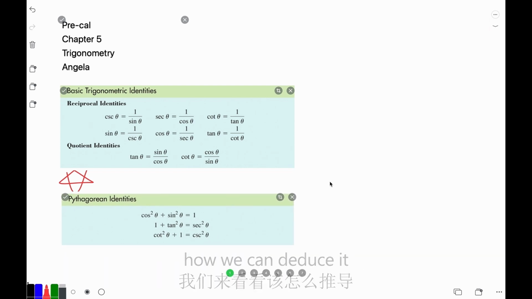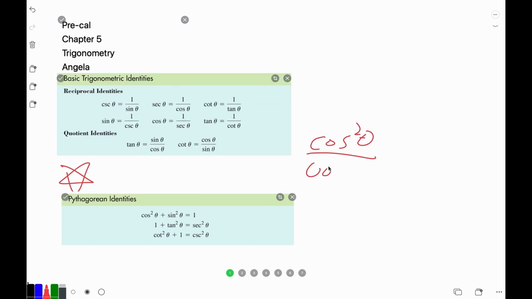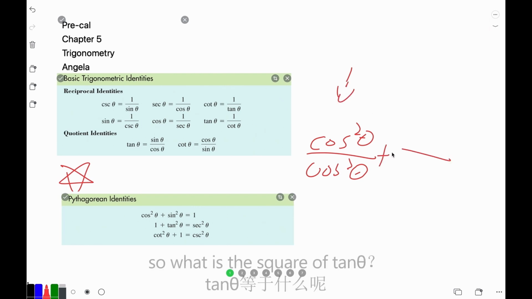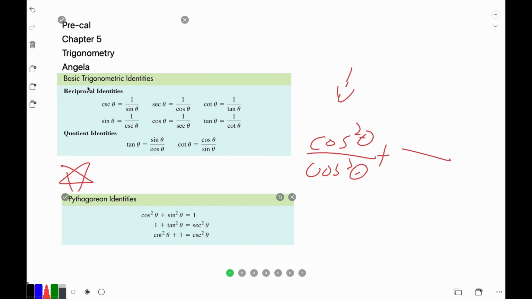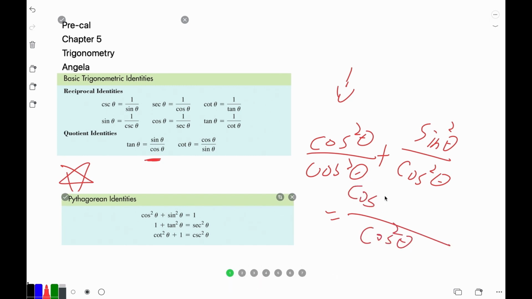How can we deduce it? One equals the square of cosine theta over the square of cosine theta. Is that right? One equals this. So what is the square of tangent theta? The square of tangent theta equals the square of sine theta over the square of cosine theta. And thus we get the square of cosine theta plus the square of sine theta over the square of cosine theta, and that certainly is 1.